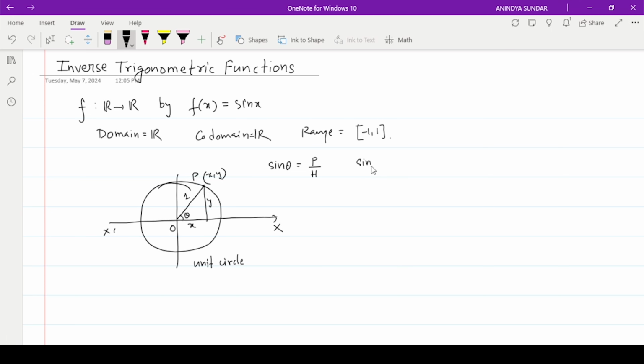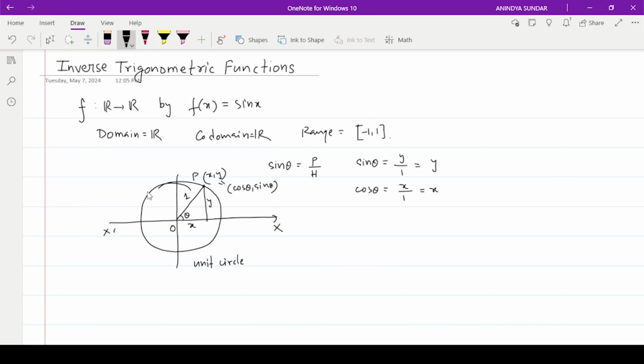Now what is sine theta? Sine theta is perpendicular by hypotenuse. So my perpendicular is y, my hypotenuse is 1. And what is cos theta? Cos theta is basically base by hypotenuse. So base is x, hypotenuse is 1. So my sine theta is y, cos theta is x. So this coordinate can be rewritten as cos theta comma sine theta. In a similar fashion, if I keep on doing this, completing the circle, this is for the first quadrant.